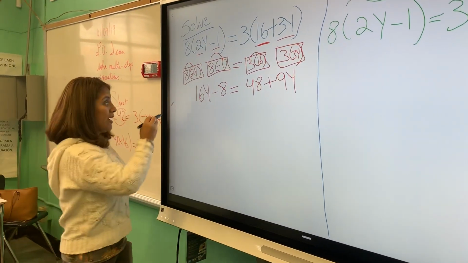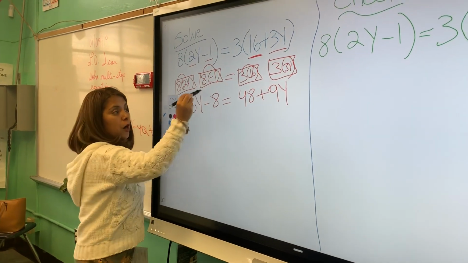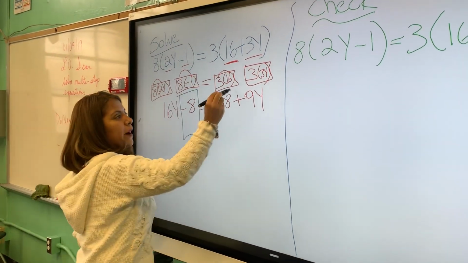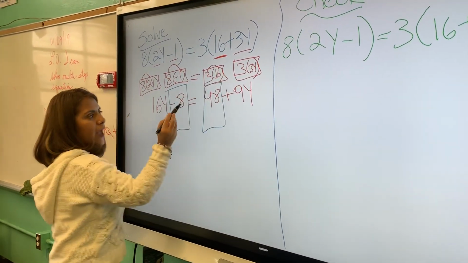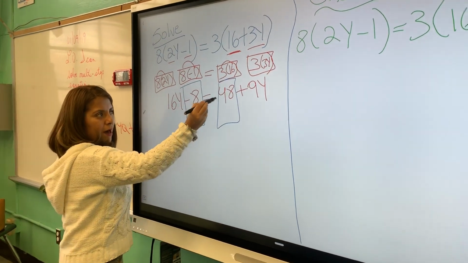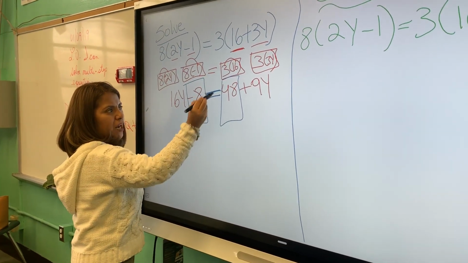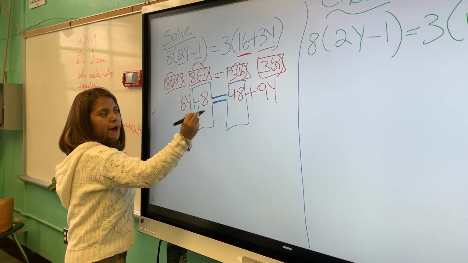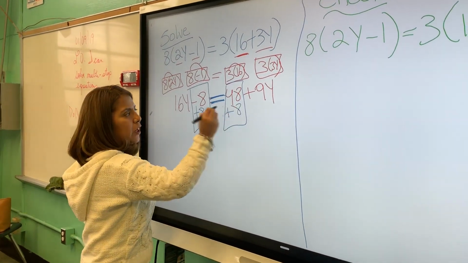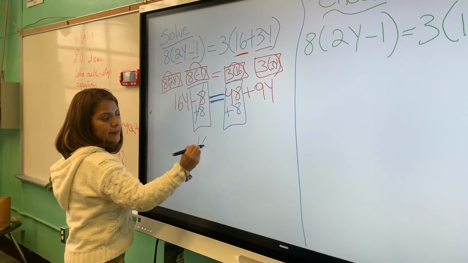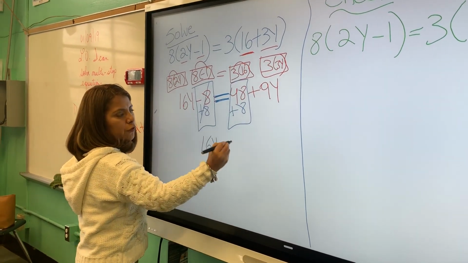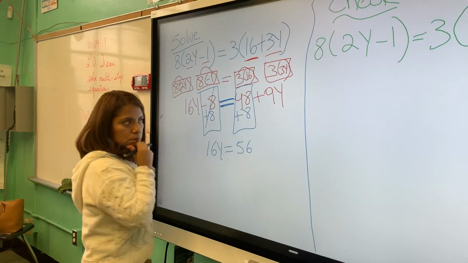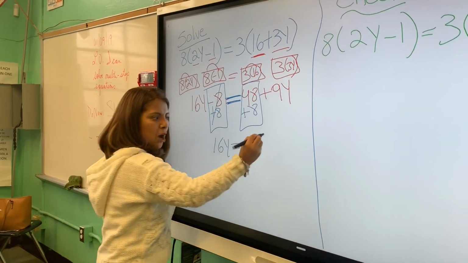So now is the time to find the like terms. I'm going to start with my -8 and my positive 48. Between them, I have my equal sign, which is telling me inverse operation. So my positive 8 goes away. 64y equals to 56. I'm going to bring down my 9y.